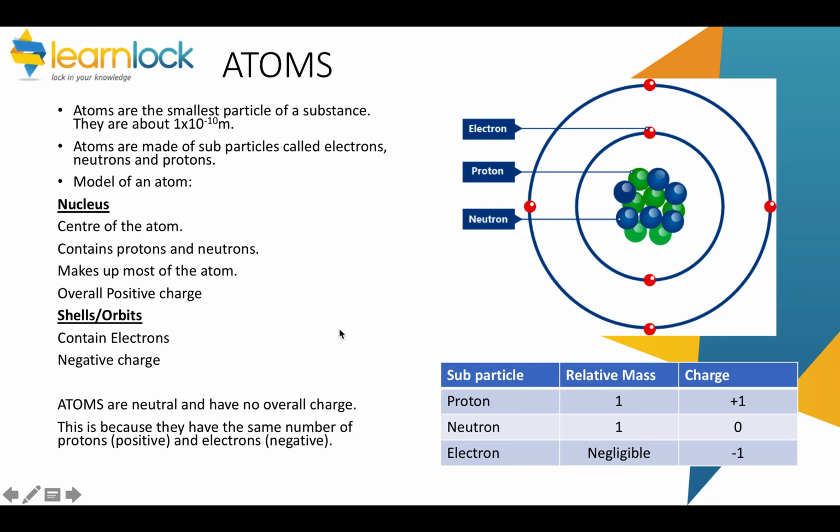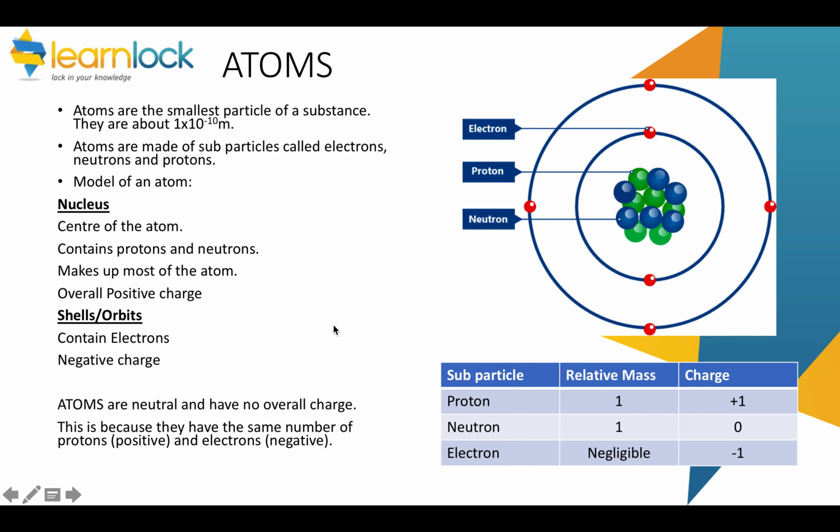Let's go back to those subparticles. So protons have a mass of 1 and the charge of +1. A neutron has a mass of 1 and has no charge, so they're neutral. Electrons, their mass is very small. We say negligible, which means it's a really small mass, and their charge is -1.